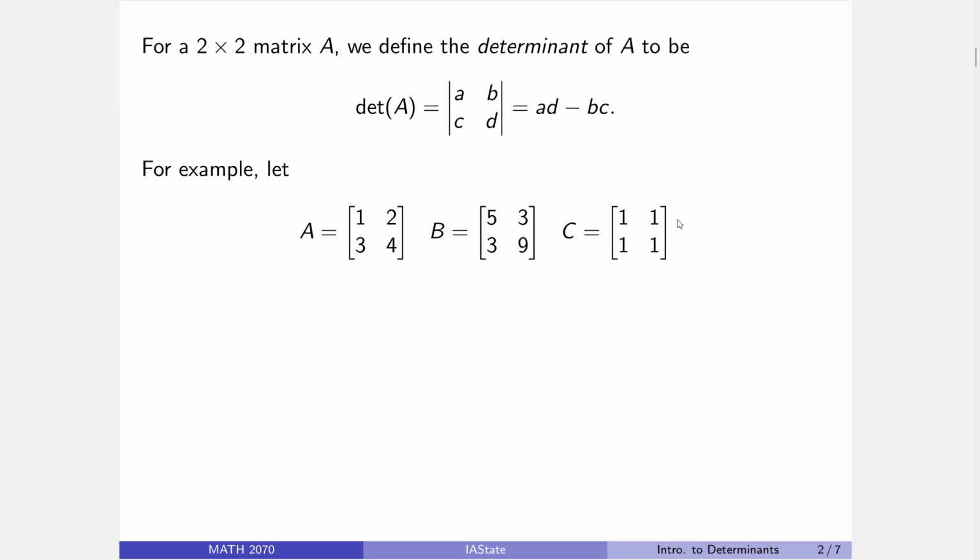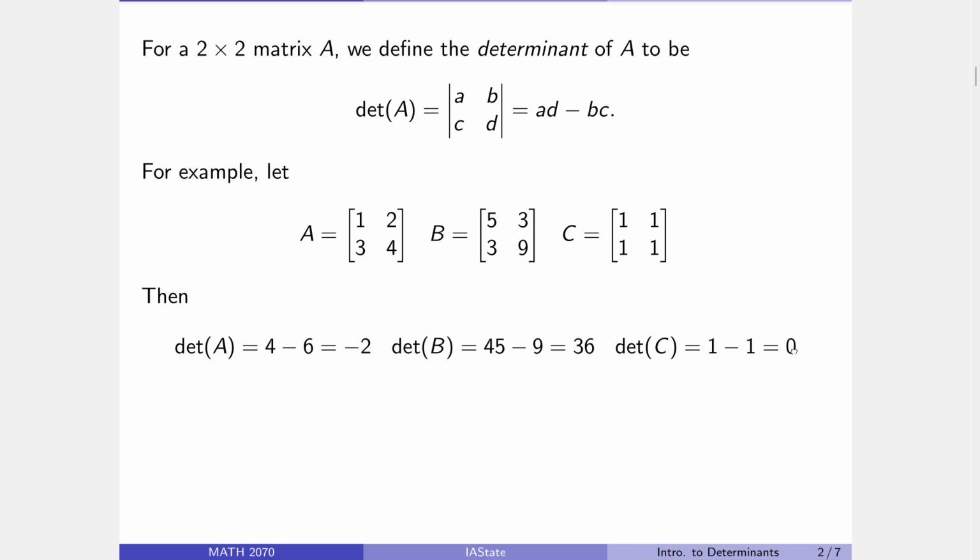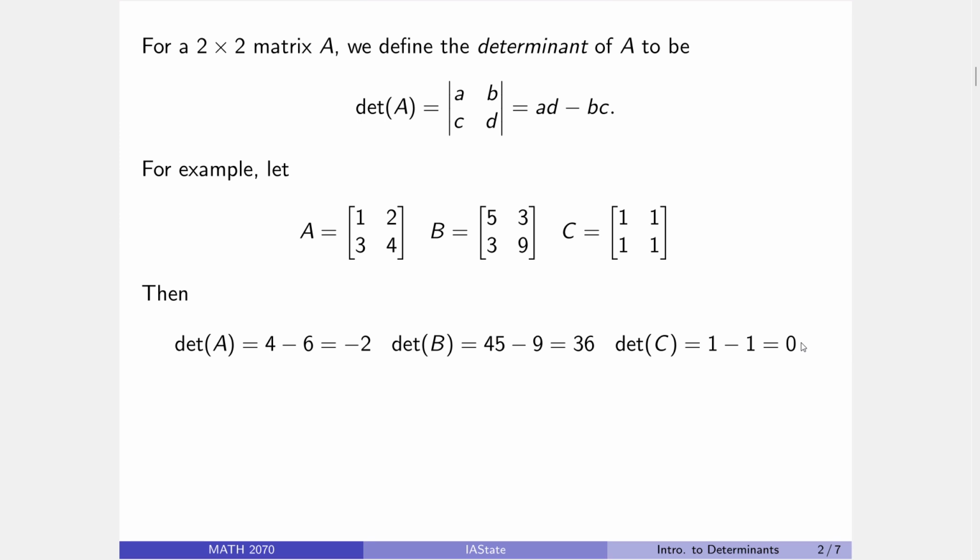Let's, of course, do some computations here. Pretty quick and easy. So note for A, B, and C, we've got the product of the diagonal minus the product of the off-diagonal. So 1 times 4, the AD, and 2 times 3, the BC, and taking the difference, giving me a -2. Similarly here, 5 times 9 minus 3 times 3, 36, and here we see a magic determinant of 0.